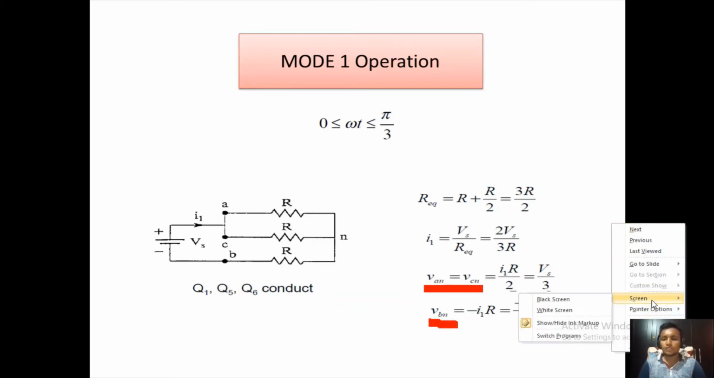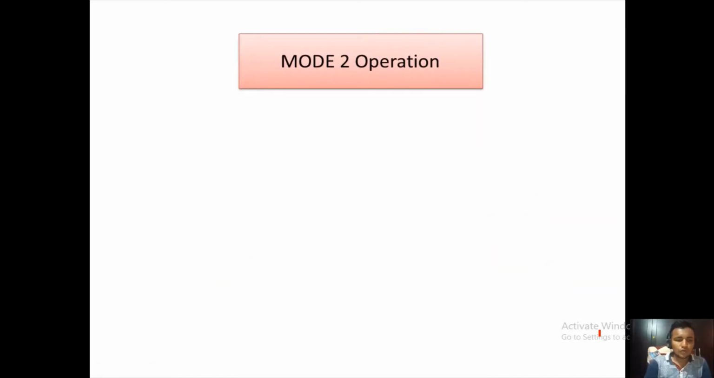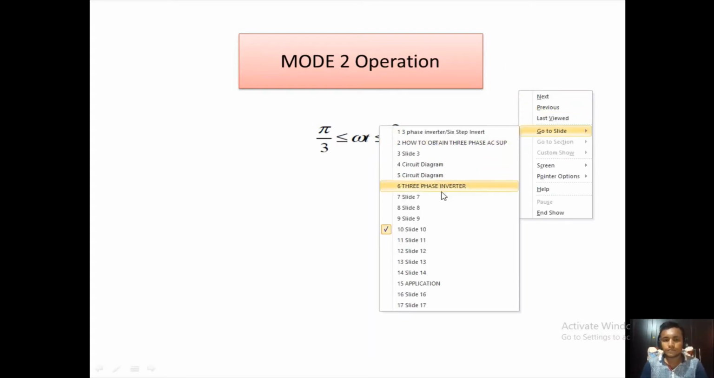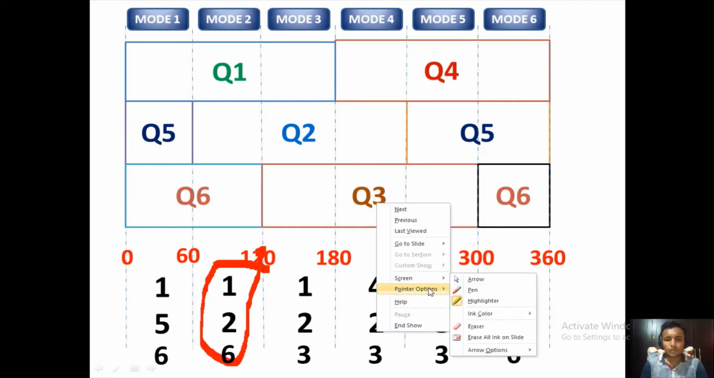Now similarly we will see mode 2. Now mode 2 is the 60 to 120 degree mode. In this mode thyristors 1, 2 and 6 are on.